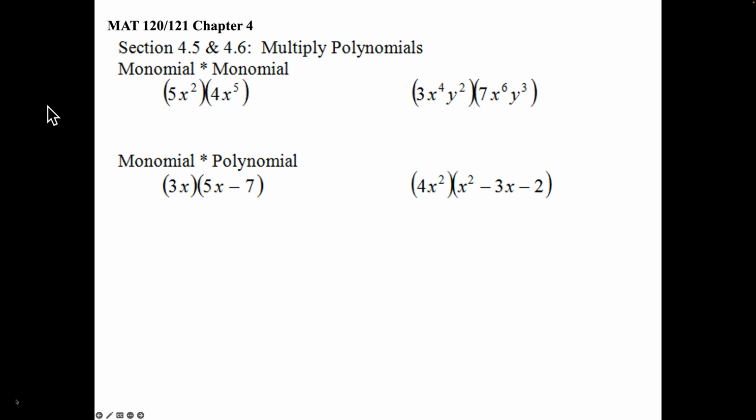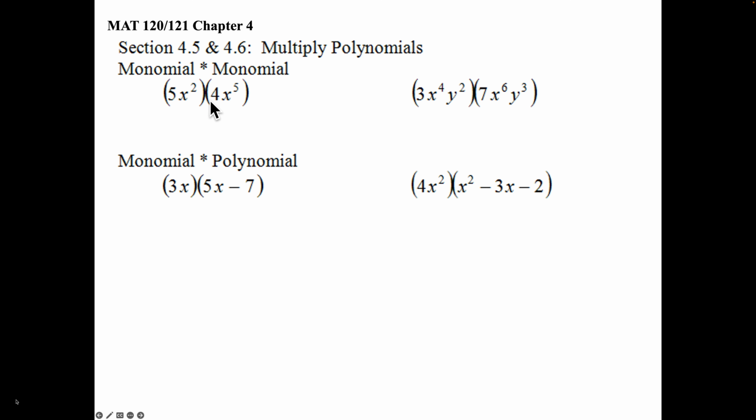Right, here's section 4.5 and 4.6. These are two very similar sections. I combined them together. We're going to multiply polynomials. So starting out with our special named polynomials, we have a monomial times a monomial, one term times one term.